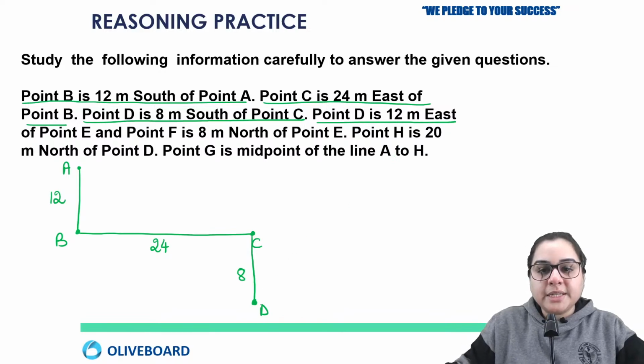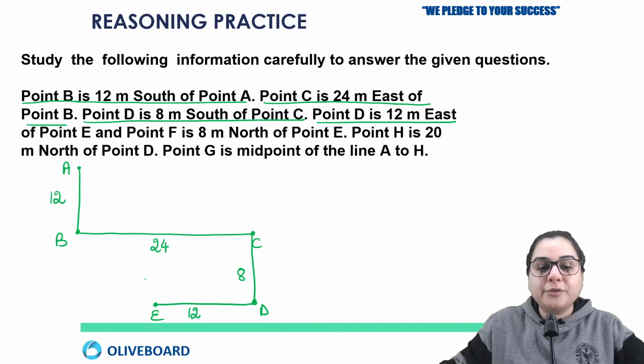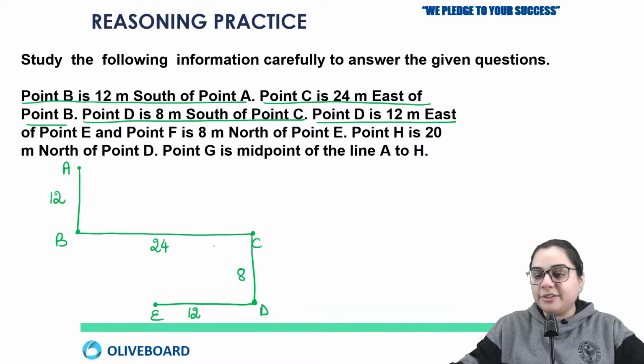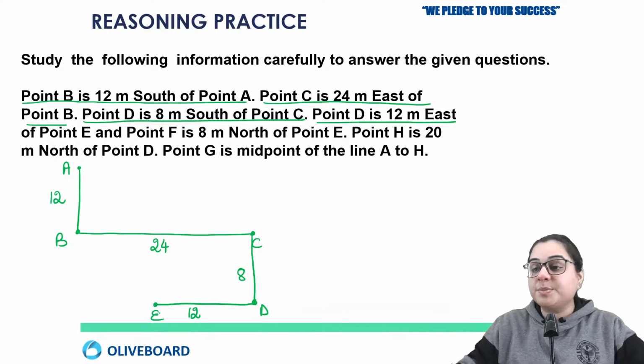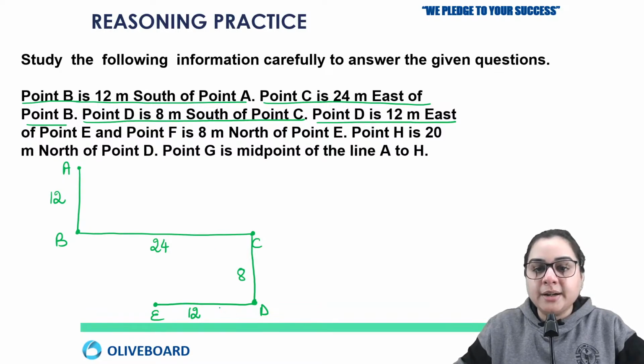Next we have that point D is 12 meter east of point E. So point D is towards east. Okay, so E will come here. And how much it is? It is 12 meters. So it is just half of 24. The parallel line is for 24. And the distance between E and D will be just half of the distance between B and C.